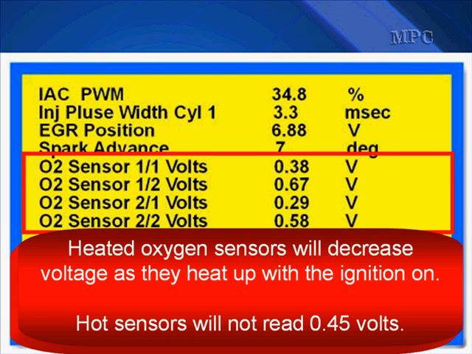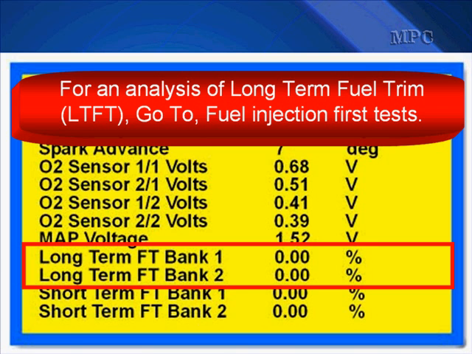Heated oxygen sensors will decrease voltage as they heat up with the ignition on. So if you're working with the ignition on, the heaters are working. Hot sensors won't read the 450 millivolts. Now for a complete analysis of long-term fuel trim, go to Fuel Injection First Test.